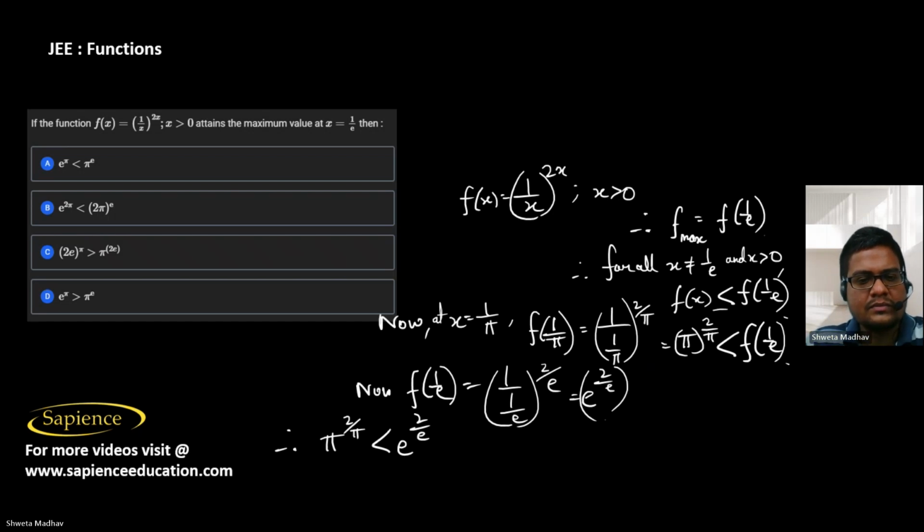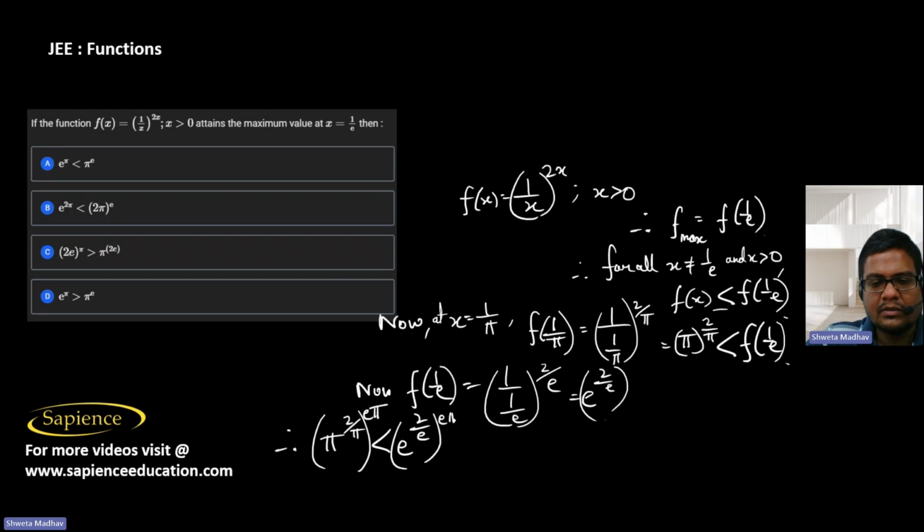Now if you take power e pi on both sides, whole power e pi on both sides, then we will get pi power 2e, that is less than e power 2 pi.